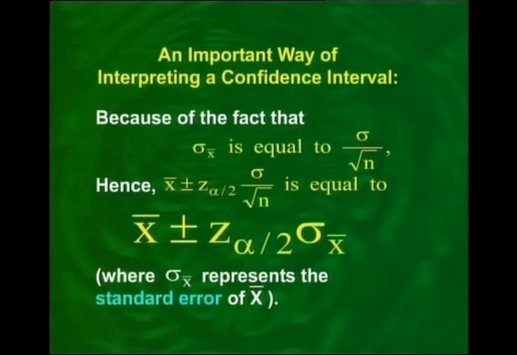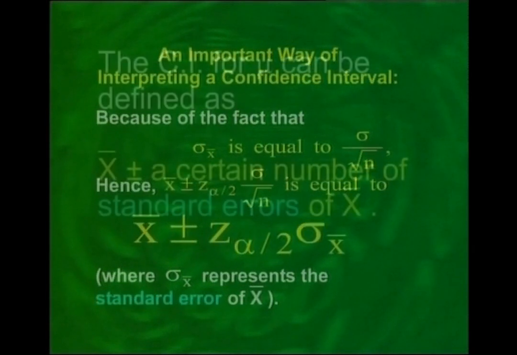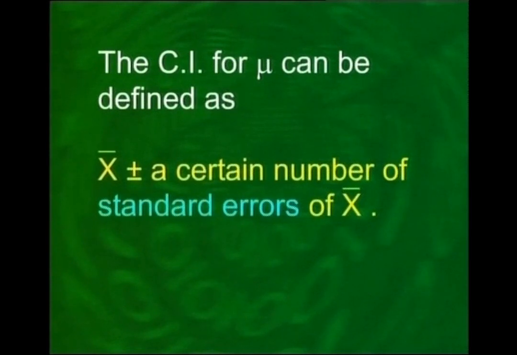Now, I would like to draw your attention to another very interesting and important way of interpreting a confidence interval. As you now see on the screen, because of the fact that sigma x bar is equal to sigma over square root of n, our confidence interval can be conveniently written as x bar plus minus z alpha by 2 into sigma x bar, where sigma x bar of course represents the standard error of x bar. The confidence interval for mu can therefore be defined as x bar plus minus a certain number of standard errors of x bar. In other words, we can say that our confidence interval is a point estimate plus minus a few times the standard error of that estimate.